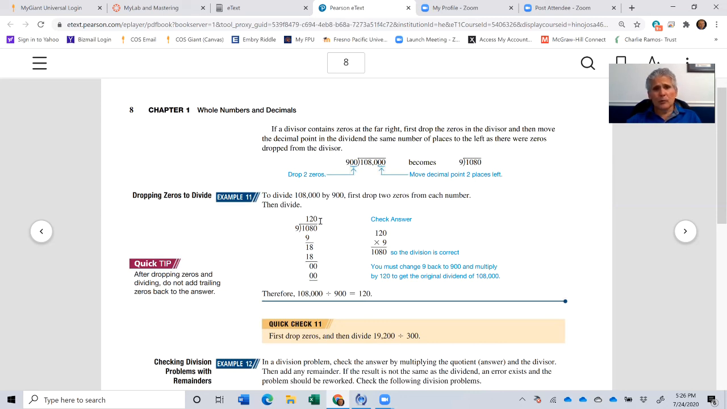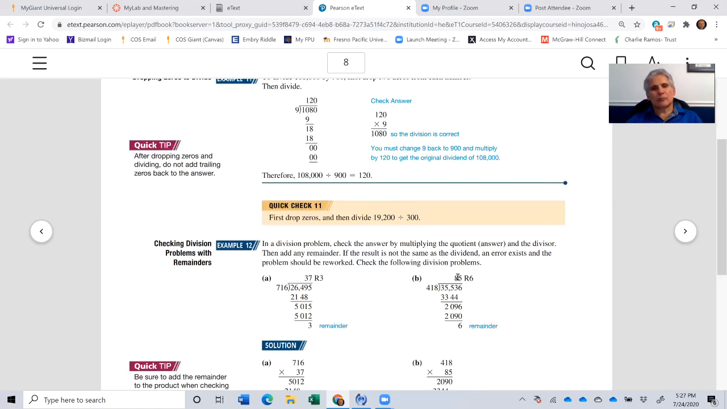So when we're trying to solve 108,000 divided by 900, by dropping the 2 zeros on both numbers, we made it simpler for us to solve, and the answer is going to be 120.